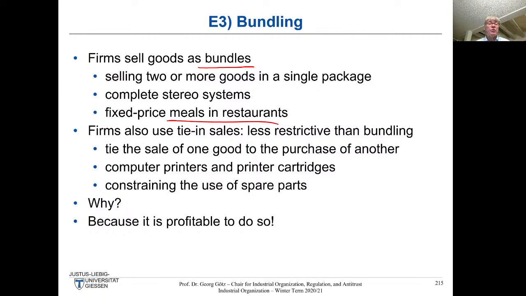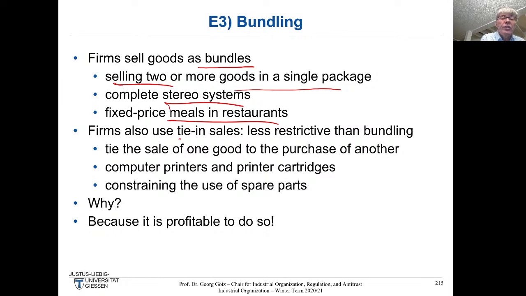So why are firms doing this? In order to price discriminate, as you will see, in order to extract consumer surplus or willingness to pay from consumers who are heterogeneous and have different willingnesses to pay for the different products. So what is bundling? You sell two or more goods in a single package, like a stereo system, though this is outdated. No one today, other than me, has a stereo system.